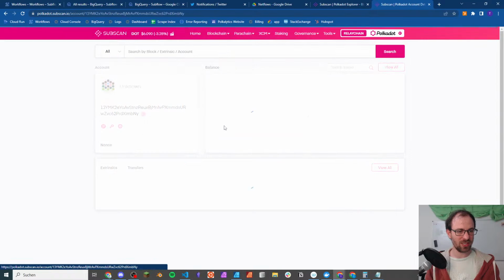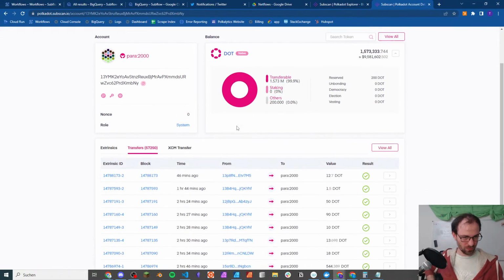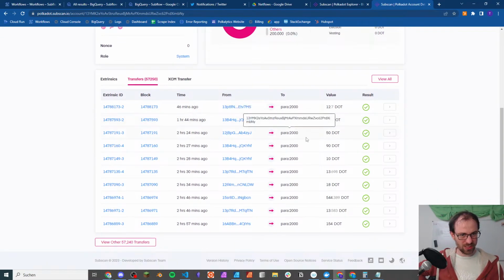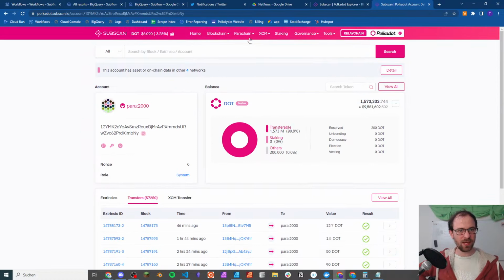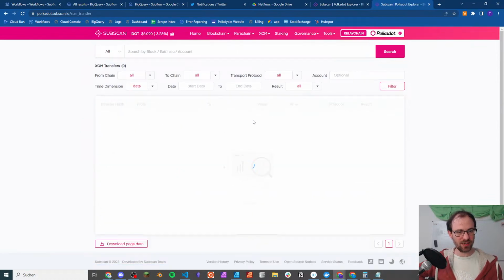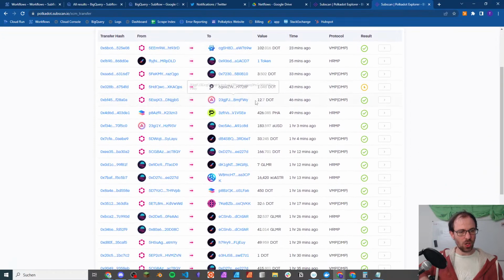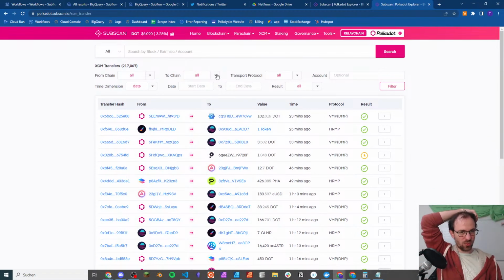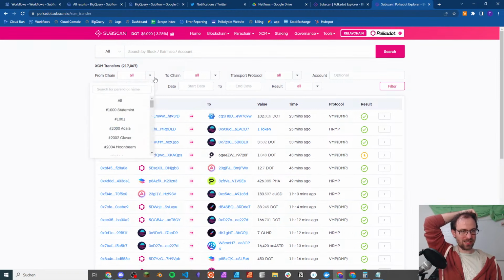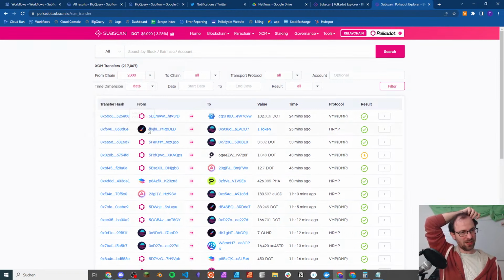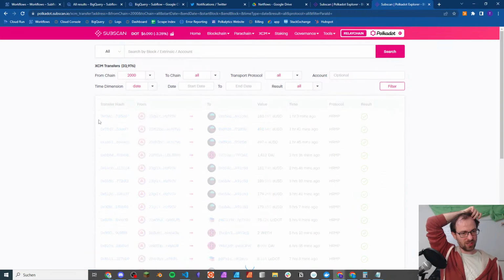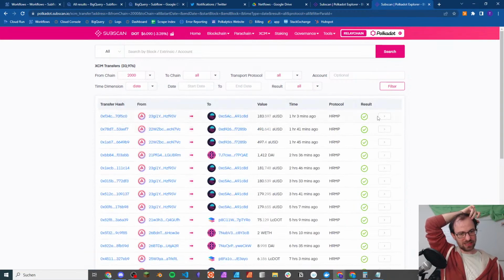So if this was an incoming transfer, why don't we see outgoing transfers here? Good question, huh? Maybe let's look at the XCM transfers window, and what we could say is, for example, let's see how Akala outgoing transfers are looking. So for example, yes, this is what I'm expecting.